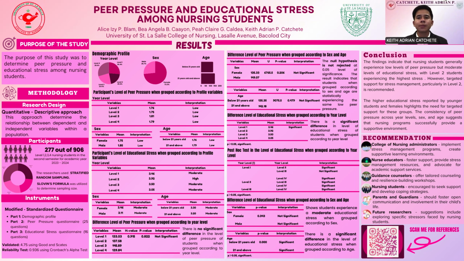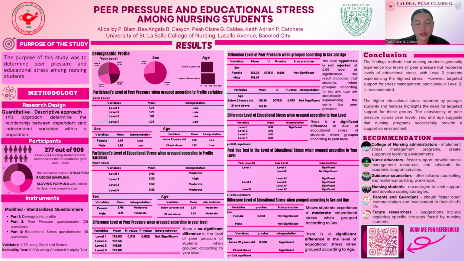The nursing students population is 906 from Level 1 to Level 4. The researchers used stratified random sampling, which divided the population into smaller random subgroups known as strata. Computed the sample size of each stratum: 73 students in Level 1, 57 students in Level 2, 65 students in Level 3, and 82 students in Level 4.